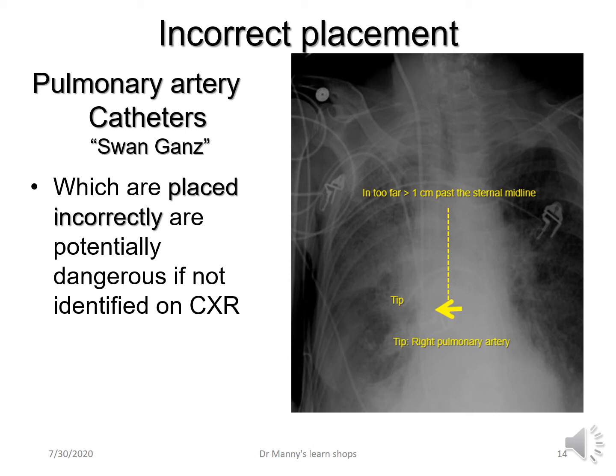If it's in too far, this is greater than 1 centimetre past the sternal midline, which this one is. Have a look at the x-ray. The tip is about 1, 2, 3, 4, maybe 5 centimetres, maybe 6 centimetres. It's in too far, into the right pulmonary artery. And it's not the pulmonary artery, it's a tributary that it could obstruct, cause pulmonary ischemia, pulmonary infarction.